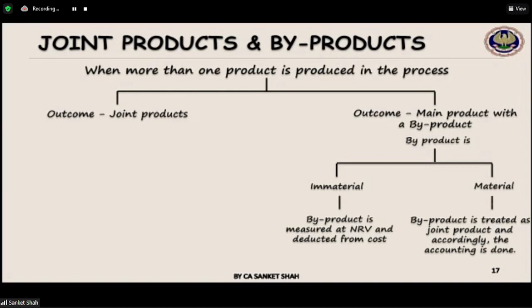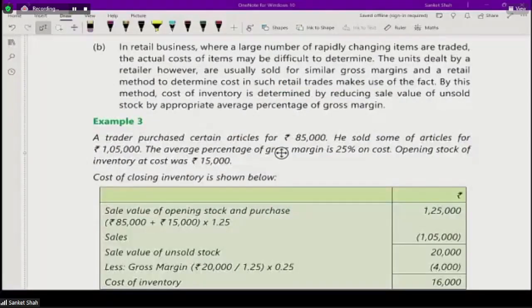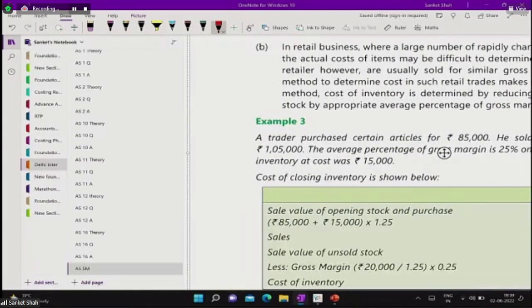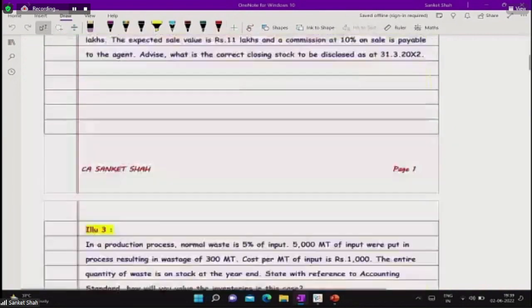So I'm giving you one CA Final question based on this, and you will get this question in the assignment part. So beta, download the assignment part today. I'm giving you this question. I'm giving you exactly 5 minutes to solve this question.